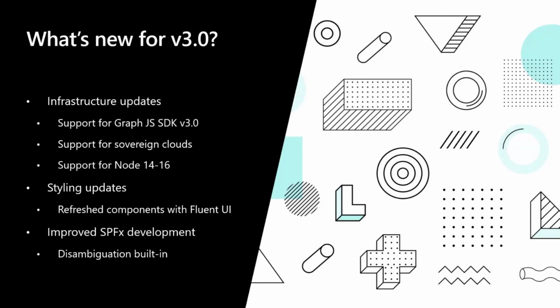First of all, we did some major infrastructure updates to V3 of the Graph Toolkit. The first thing we did is we updated our versions of our Graph JavaScript SDK. Why? So we can offer more capabilities as part of the client, but also so we can finally support sovereign cloud scenarios. These cloud scenarios are really important and are not something that you should be looking away from.